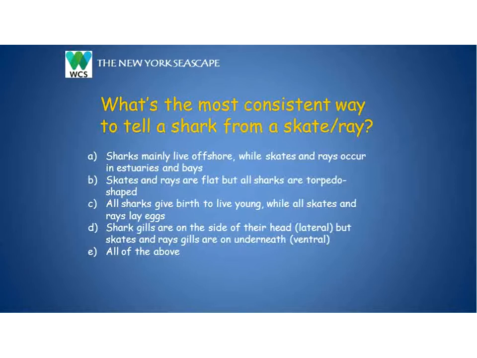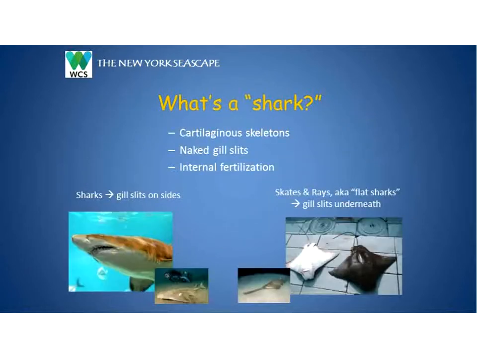Great. Okay. So the actual answer is B. For those of you who selected B, you were correct. And the reason is that sharks as a group tend to have their gill slits, what they breathe through, on the sides of their head, on the lateral side of their body. And then the skates and rays have them on their ventral surface, on their bottom-facing surface.